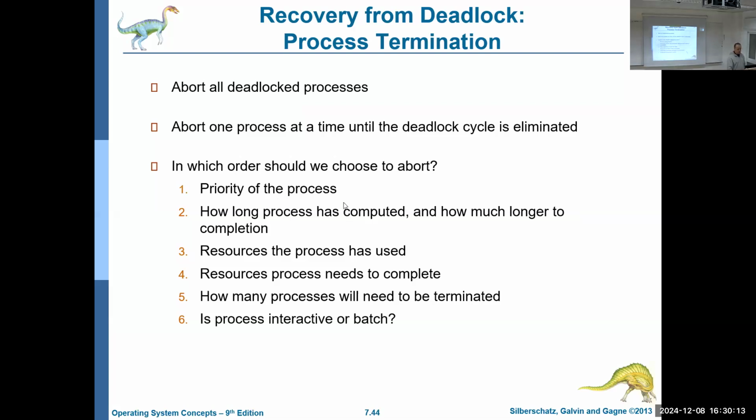We could give higher priority processes, and not abort them. How long has the process been computing? We could kill long ones, or we could kill shorter ones. What's the advantage to killing shorter ones? There's less work that we are losing, because if we kill it, we have to start it again. Can we just always kill the one that started most recently? Because then that's what caused the deadlock.